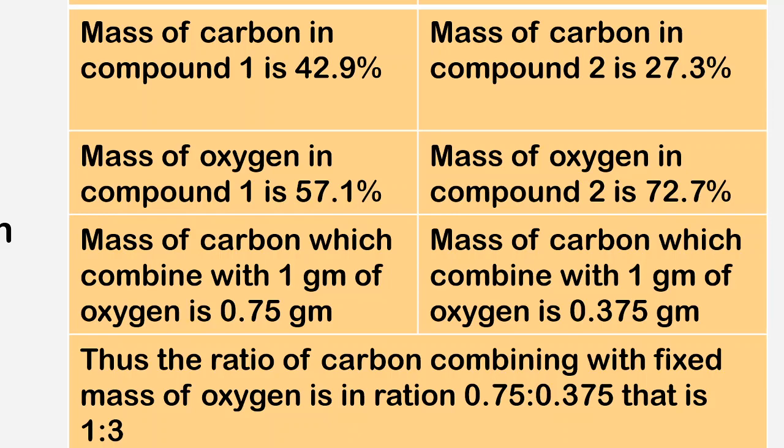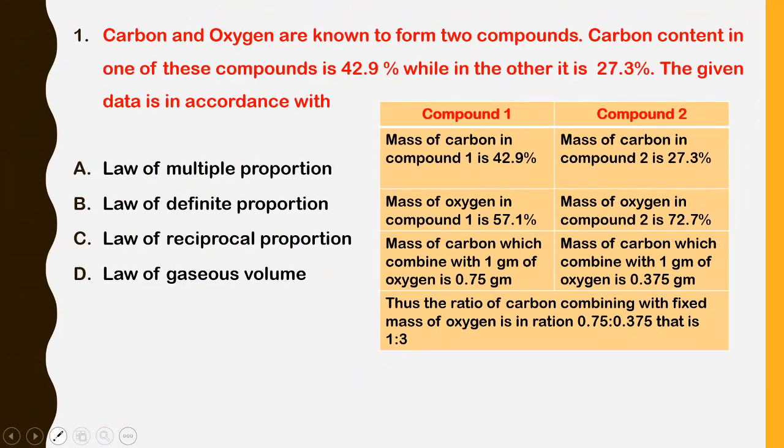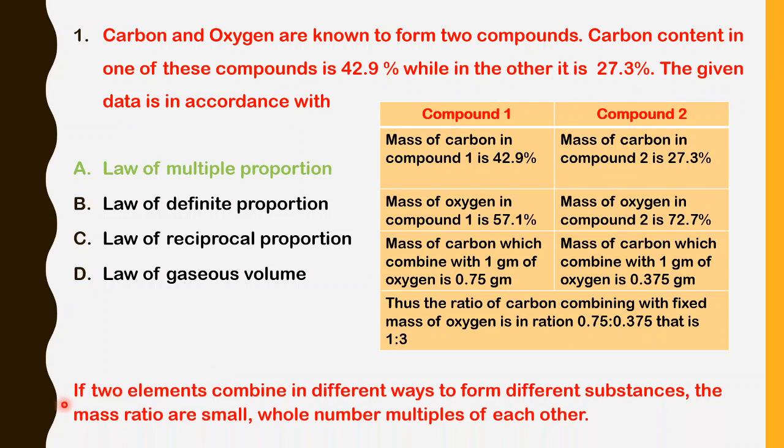From this ratio and our discussion, as per the law, if two elements combine in different ways to form two substances, the mass ratios are small whole number multiples of each other. This law is the law of multiple proportion. So here also there are two elements which are combining in different ways, that is, carbon is combining in different ways with oxygen. The mass ratios are small whole number multiples of each other. So here we can check that the mass ratio is a simple whole number ratio.